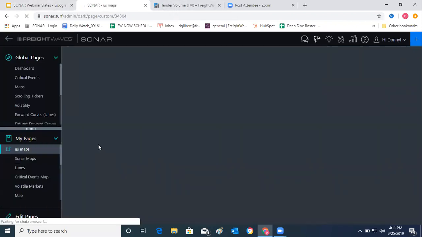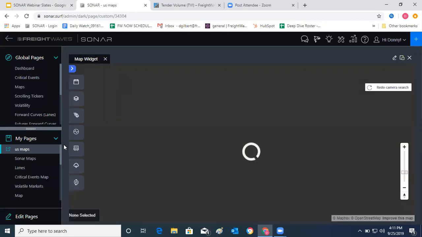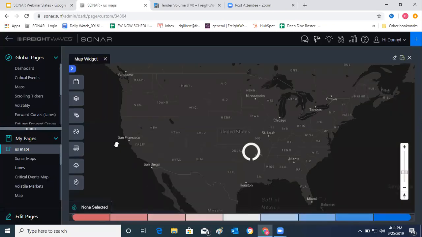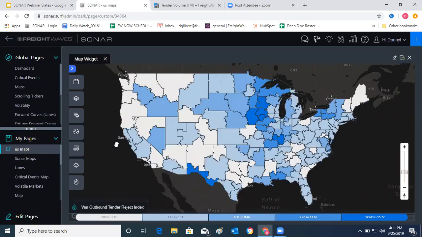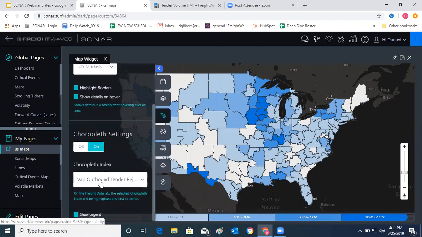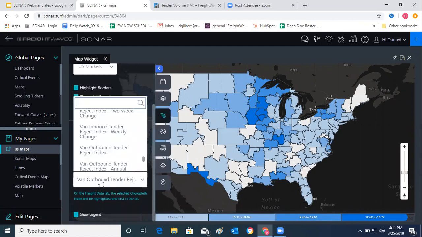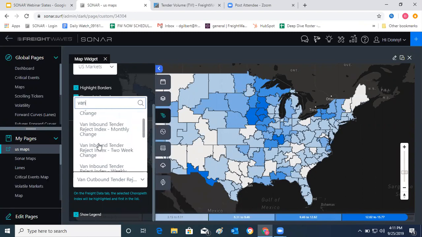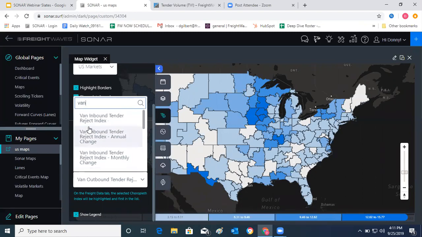Now, inbound is very similar to your outbound. It's using the same information, except for outbound, we use the outbound market. What is being declined, loads that are picking up in that market. For inbound, we use the destination city. So here I'm going to type van again, except I'm going to look at the van inbound tender rejection rate.